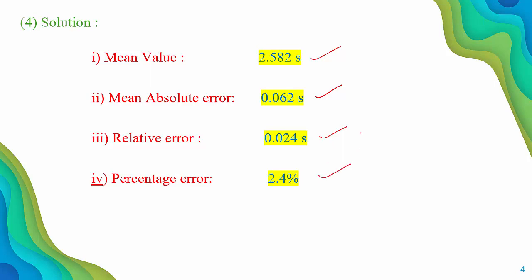So directly I have given the results of the fourth problem. You can solve it yourself. You can take the example of the first 3 problems that I have solved. So this is all about error in measurement. Now these problems are related to absolute error, mean absolute error, relative error and percentage error. Right? Now I am going to continue with the next part of error in measurement.